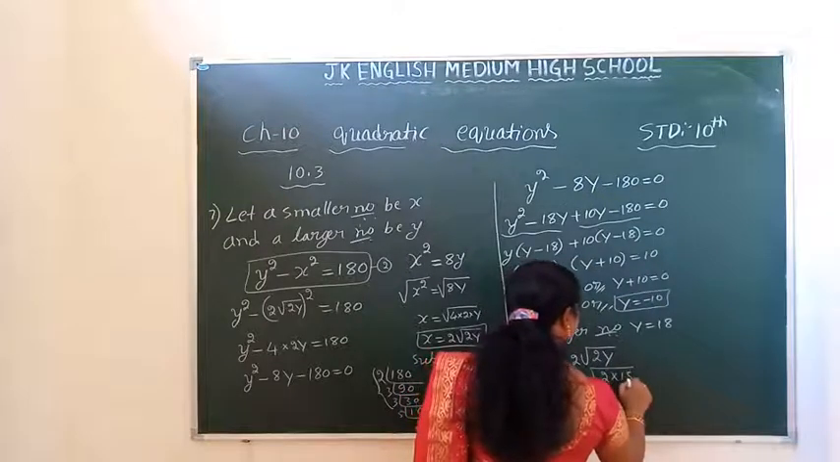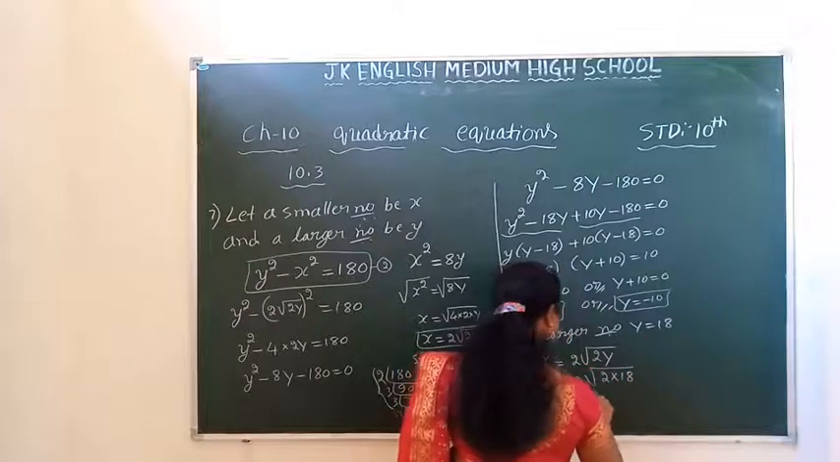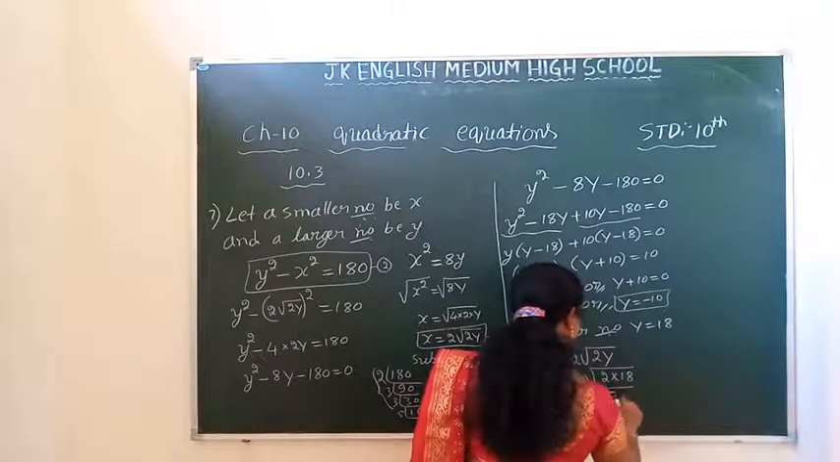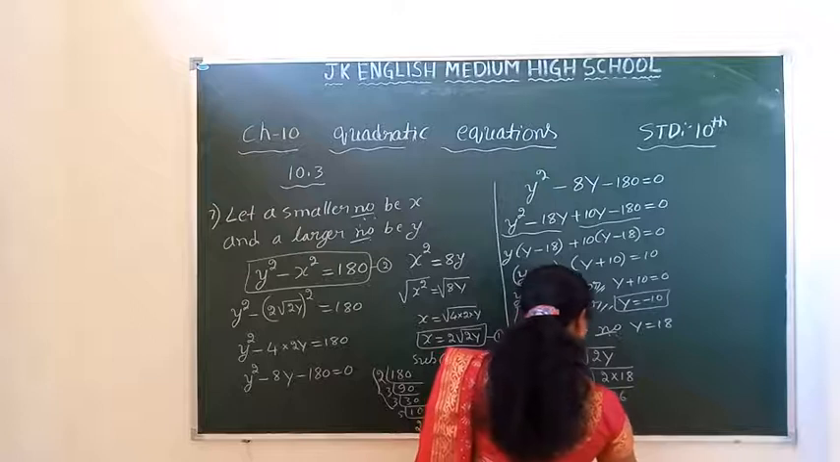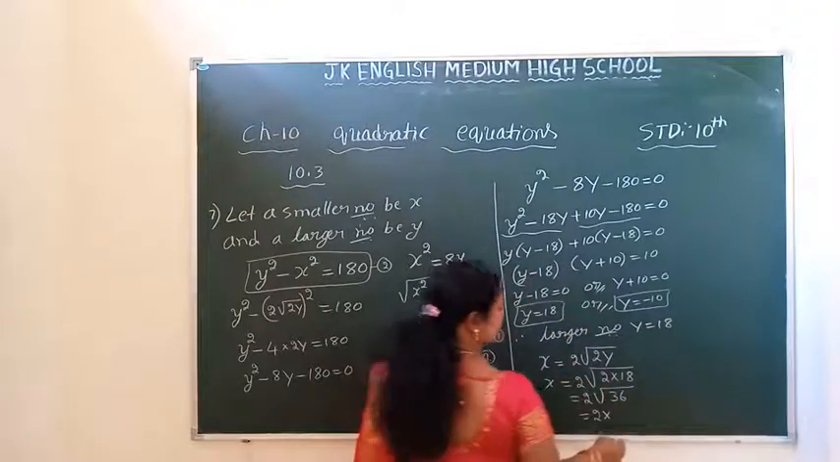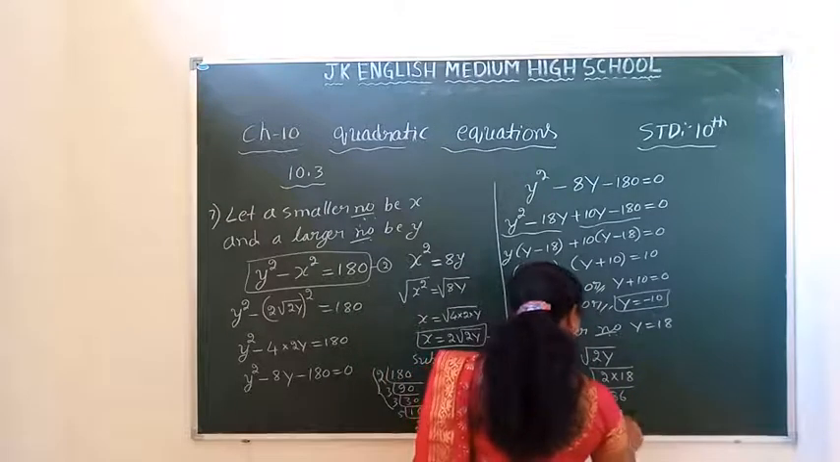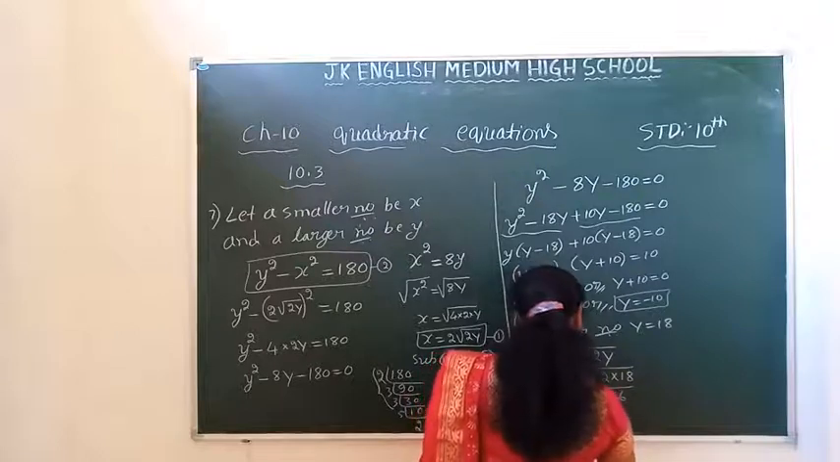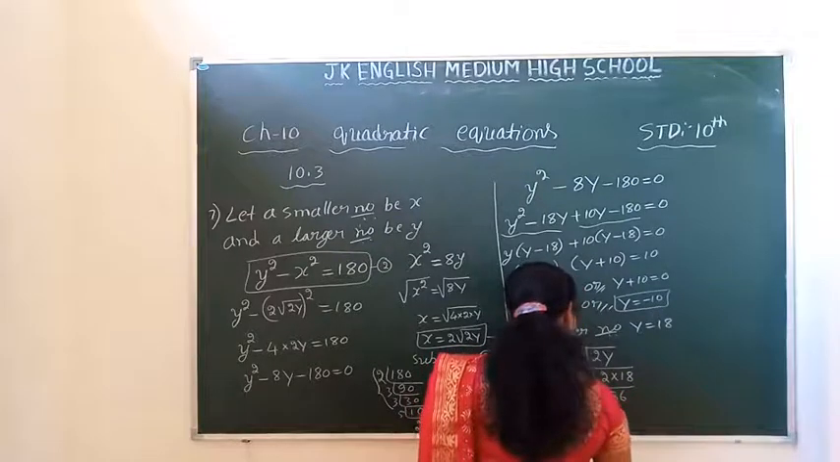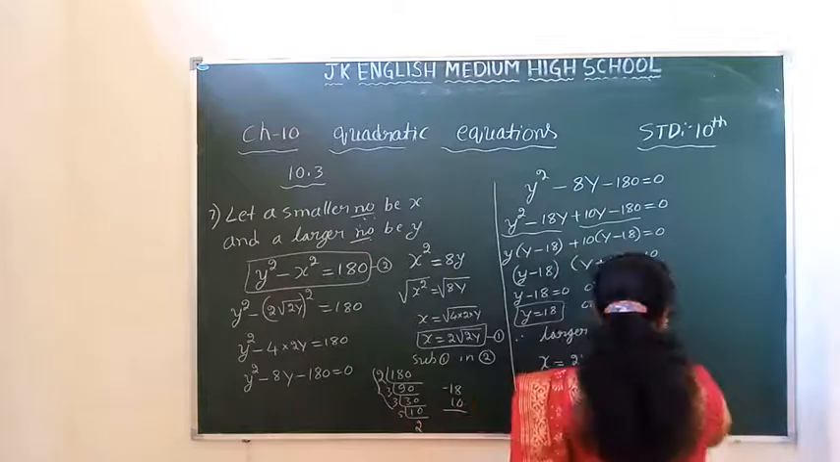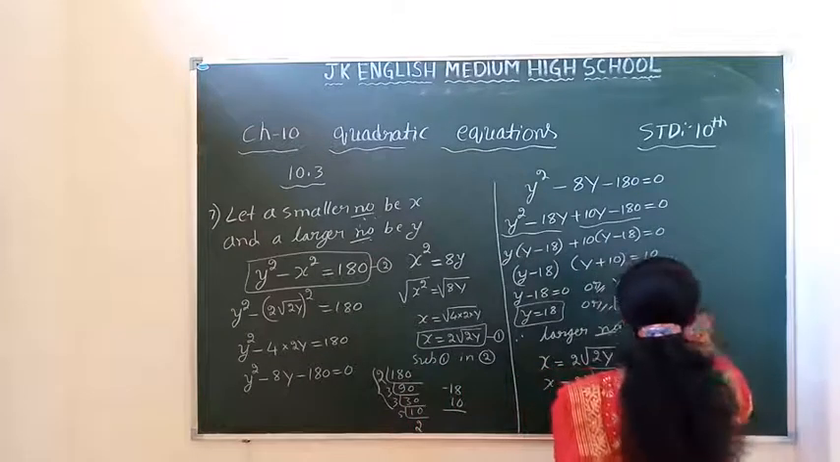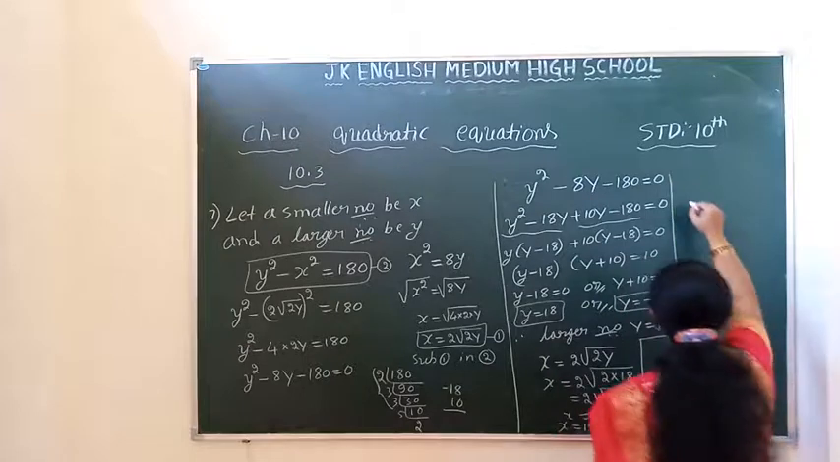2 into 18. Y value 18, substitute. 2 into 18, 2's are 36. Then 2 into square root of 36 is 6. Then x value, I got it: 12. So x is nothing but the smaller number. What I have taken, so let the smaller number be x.